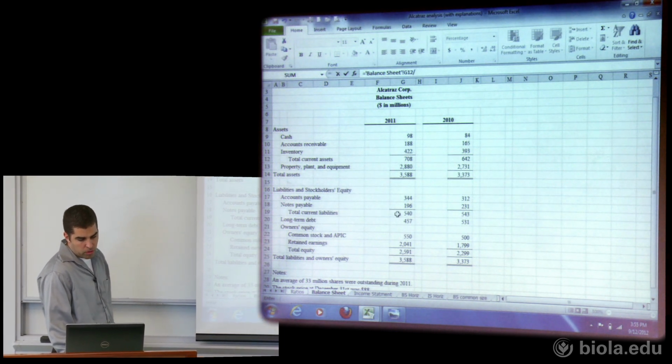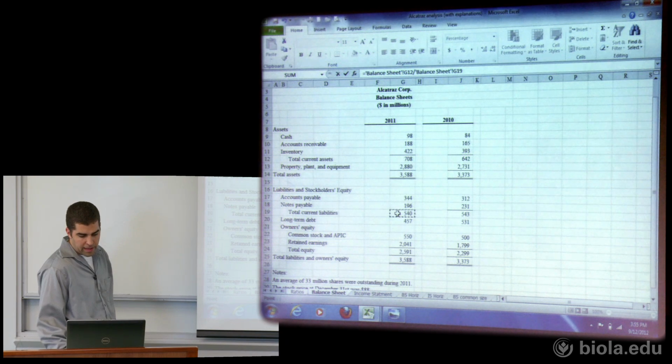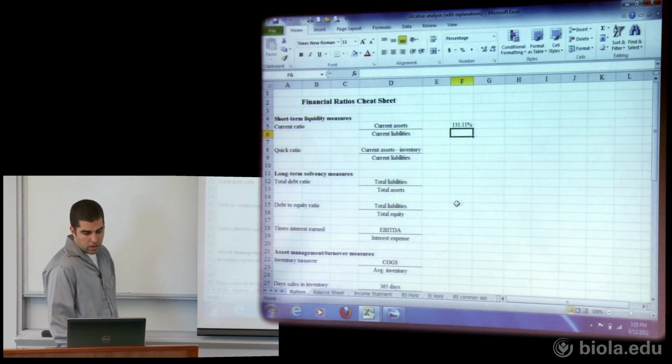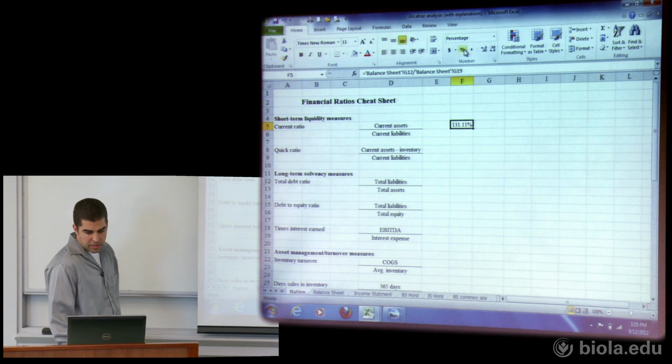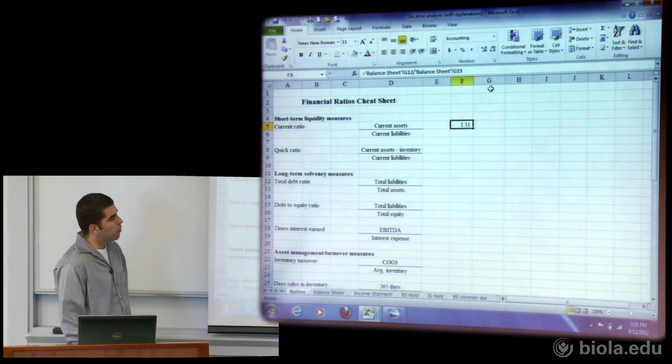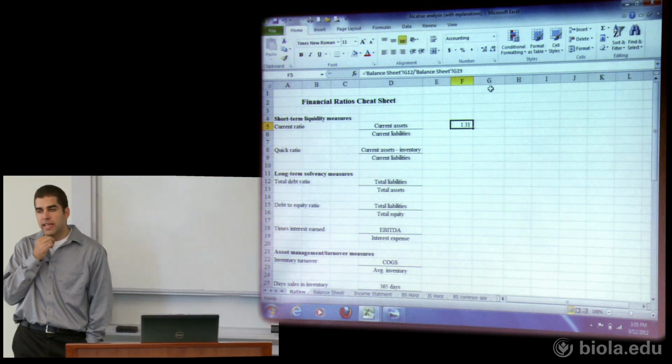Divided by the 540, right? Yeah. Okay, and that gave you? 1.31. Okay, that's not a percent. That should be a number there. Okay, 1.31. What does that tell you if you were expressing that in a sentence?